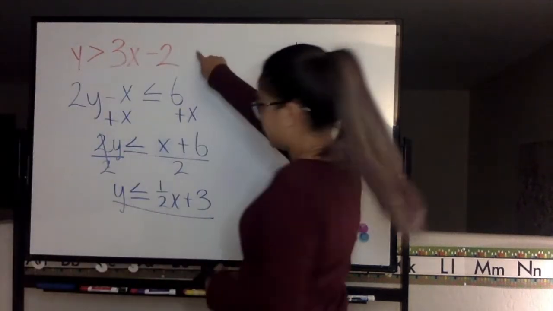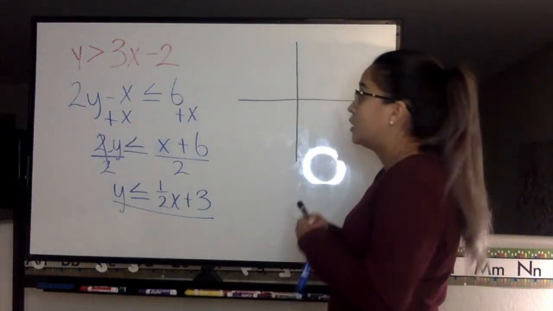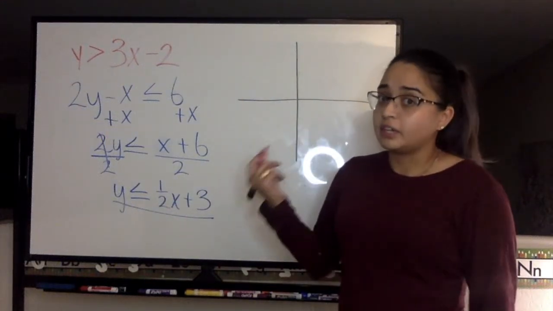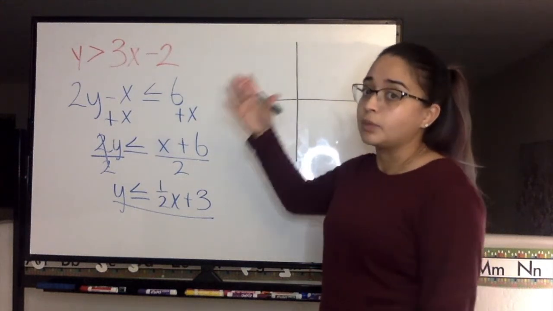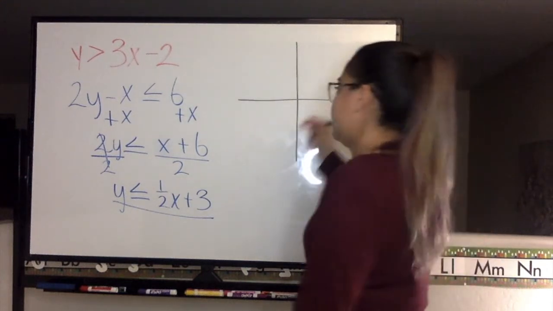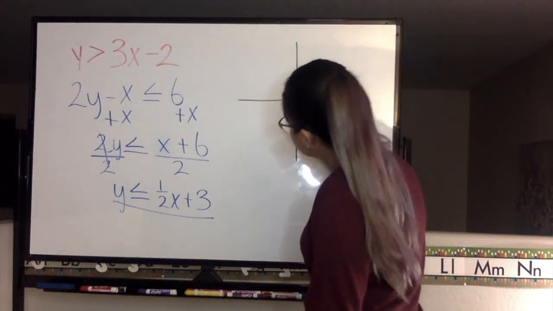Let's start with the first inequality. Let's mark that one in red. We're going to do elevator, elevator, walk. So we have a -2. We're going to go down the elevator twice. So 1, 2. Here's our first point.